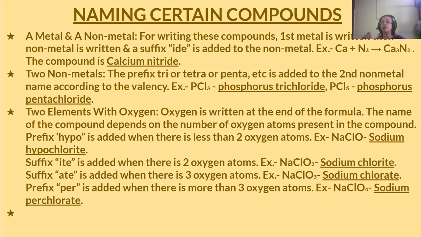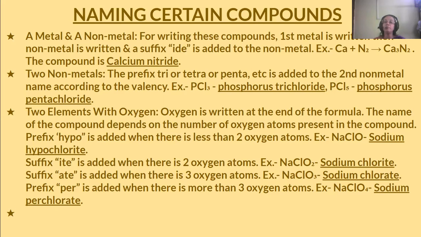So for example, see calcium and nitrogen. We get a compound known as Ca3N2. We mention the name as calcium nitride. Calcium is the metal and the non-metal is nitrogen. So to nitrogen we add "ide," I-D-E, and it becomes nitride.